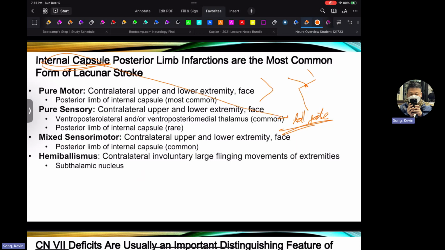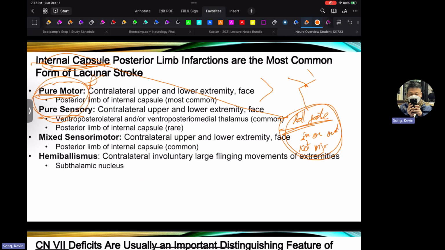At a toll gate, you have incoming traffic and outgoing traffic, right? Incoming and outgoing traffic don't mix. So you need to know this: in the internal capsule, incoming and outgoing fibers don't mix together. It would be an accident, right? So that's why it's going to be pure motor or pure sensory. Okay? So that's the most common.